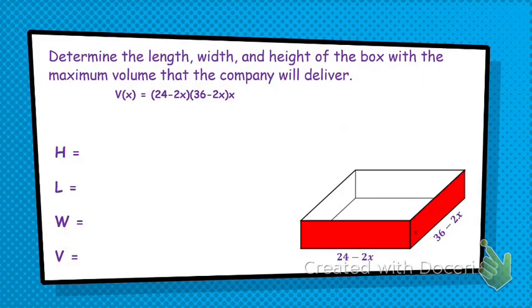So now we should have something that resembles something like this. Now I want to determine the length, the width, and the height of the box with the maximum volume that the company will deliver. I don't know what the length, width, or height is, but I do need to find the height of the box. If I find the height of the box, because that is x, I can plug that in for my length and my width and find my actual dimensions.